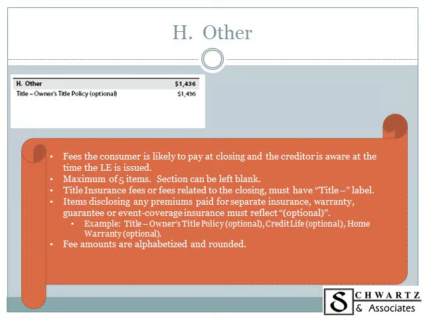As in the previous sections, any fee that is a component of title insurance or for conducting the closing must appear with a "Title -" label at the beginning of that item, and items disclosing any premiums paid for separate insurance, warranty, guarantee, or event coverage insurance must reflect a parenthetical description of "optional" at the end of the label. For example, "Title - Owner's Title Policy (optional)." Another example would be "Credit Life (optional)" or "Home Warranty (optional)."